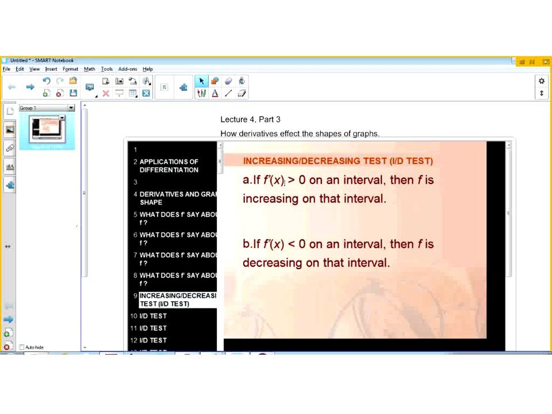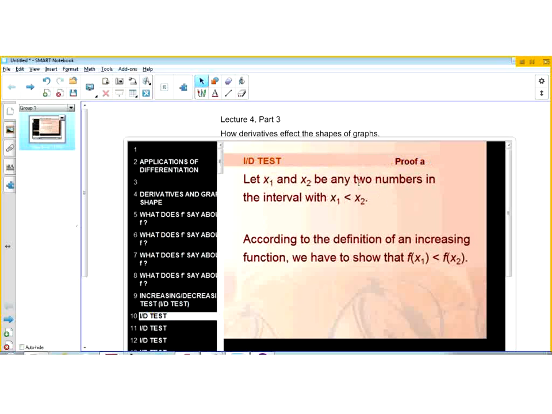Two parts. If the derivative is greater than 0 on an interval, then f is increasing on that interval. If the derivative is less than 0 on an interval, then the function f is decreasing on that interval. So that's the ID test, the increasing decreasing test. Now the proof of part A.